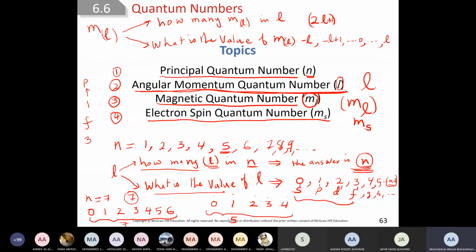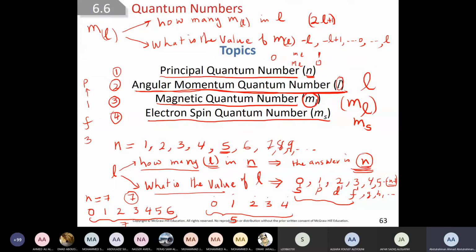Okay, I'll give you an example. If L is equal to 0, then how many ml do we have? How many? One. What's the value? 0. Yes, if it's from minus L to plus L, which is 0 to 0, you have no choice. Good.